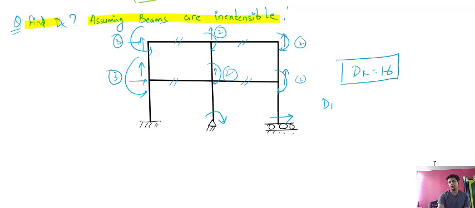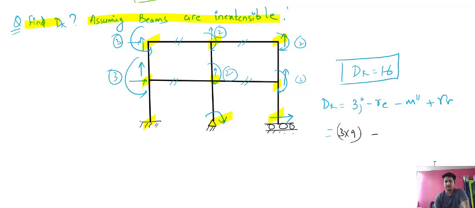The formula for calculating dk is 3j minus re minus m double dash plus rr. In that, calculate the value of joints. Joints are 1, 2, 3, 4, 5, 6, 7, 8, 9. 9 joints are there. So put the values: 3 times 9 minus external reactions, which will be 2 here, 3 here, 2 here and 2 here. So that will be 3, 2, 5 and 2, 7.